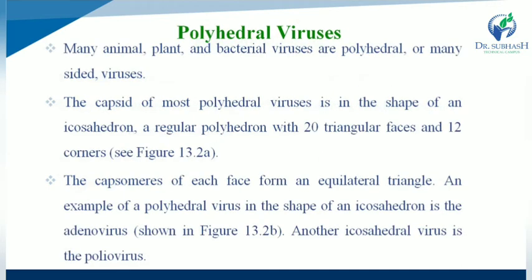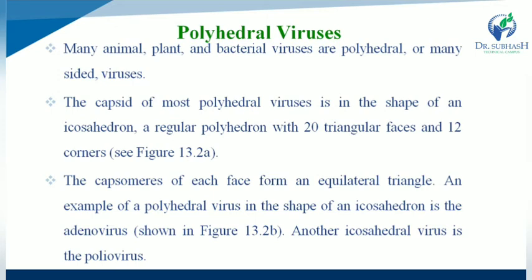Next is the polyhedral virus. What is a polyhedral virus? Many animal, plant and bacterial viruses are polyhedral, or many-sided, viruses. The capsid of most polyhedral viruses is in the shape of an icosahedron, a regular polyhedron with 20 triangular faces and 12 corners.